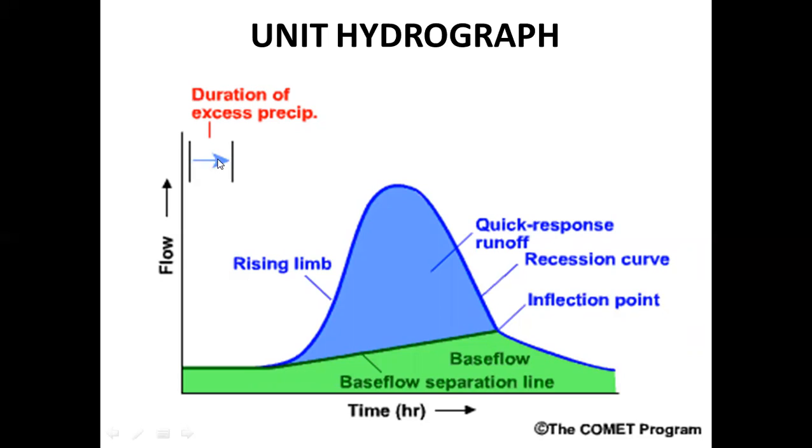Okay, so the duration of the excess precipitation, whatever is above this is the runoff. Okay, below this is the water which flows below the ground and which is stored in the ground. Okay, so this is called the base flow, and this is the runoff. This is the rising limb, recession limb, that is the recession curve, and this is called the base separation line. Okay, whatever flows below is called the base separation line.